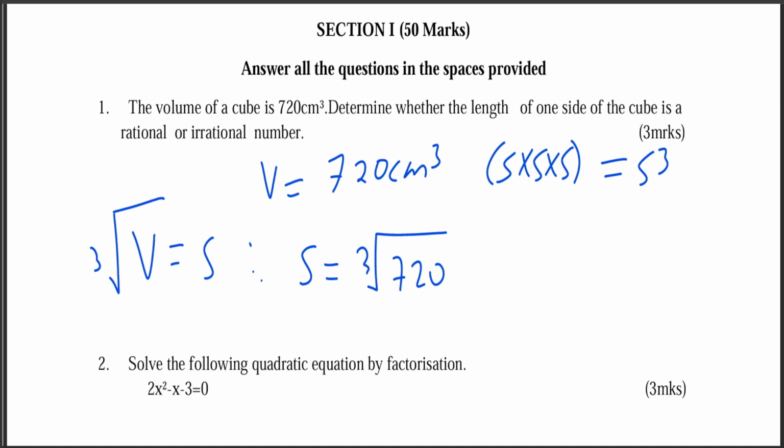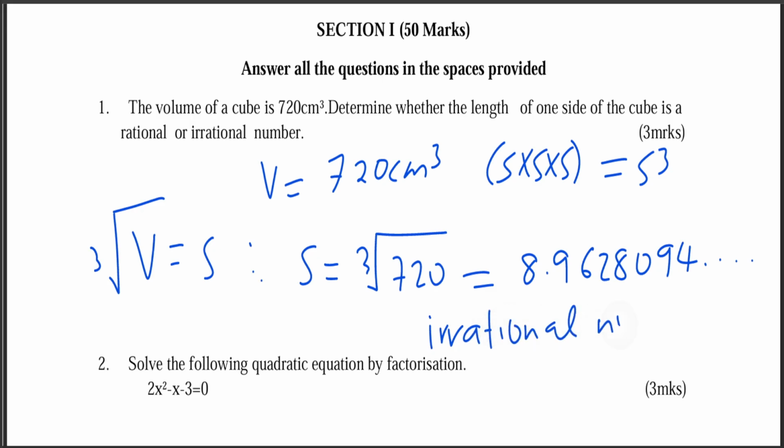720 gives a lot of decimals: 8.9628094 and it continues, with no pattern, and this seems an irrational number. When you see a non-recurring, non-repeating decimal, it doesn't give you a constant decimal, so it is an irrational number.